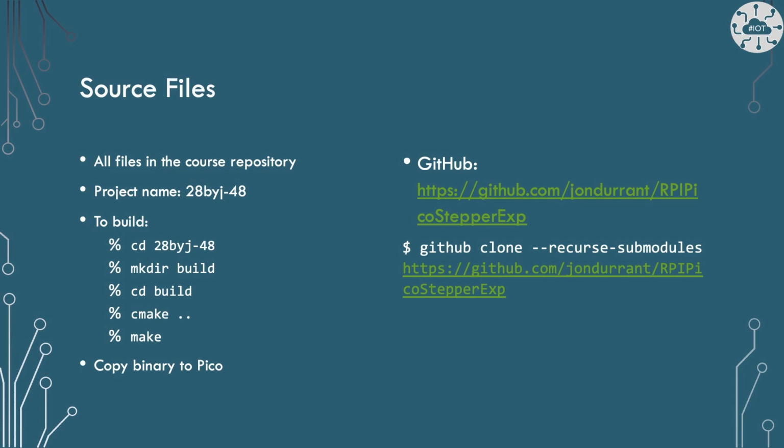The code for the examples in the video is on GitHub. I will put the URL into the comments. The example will be in the folder 28BYJ48. To build the example, create a folder called build, and in that folder, issue the commands cmake .. and then make. The binary file can be copied to the Pico using the BOOTSEL or SWD approaches.